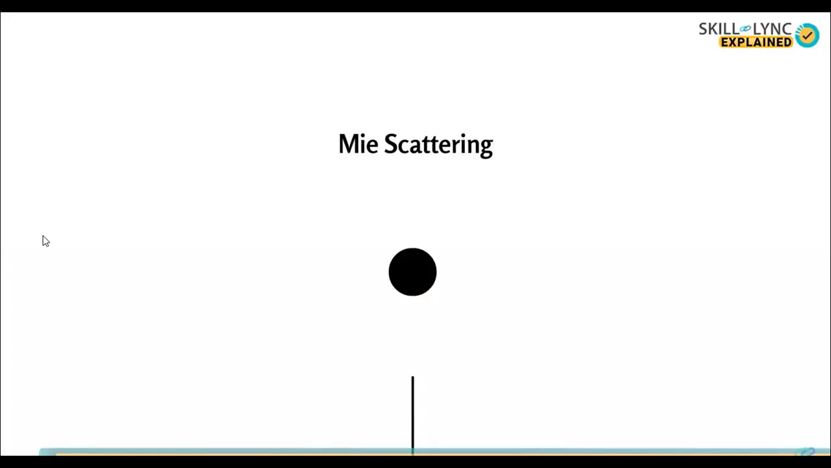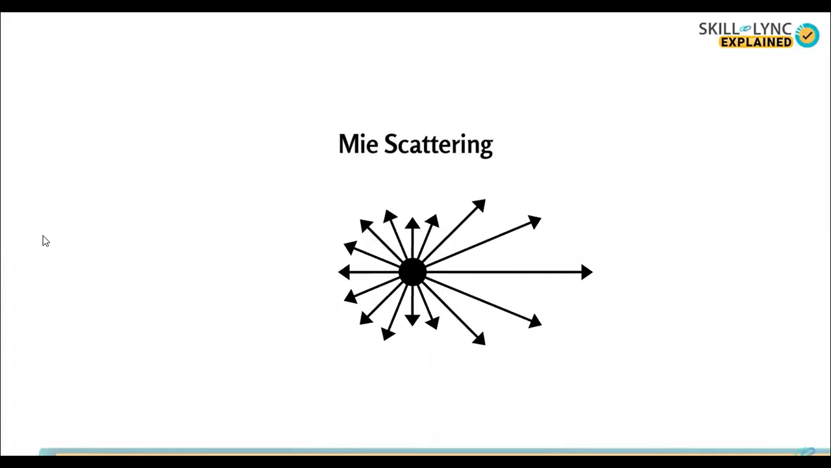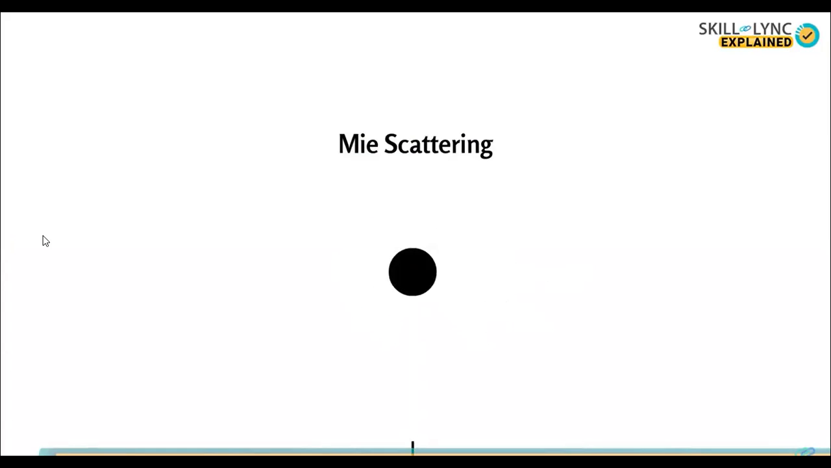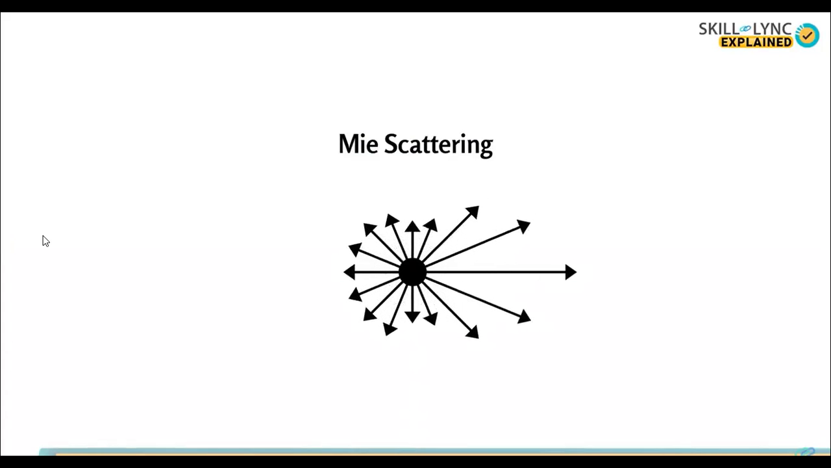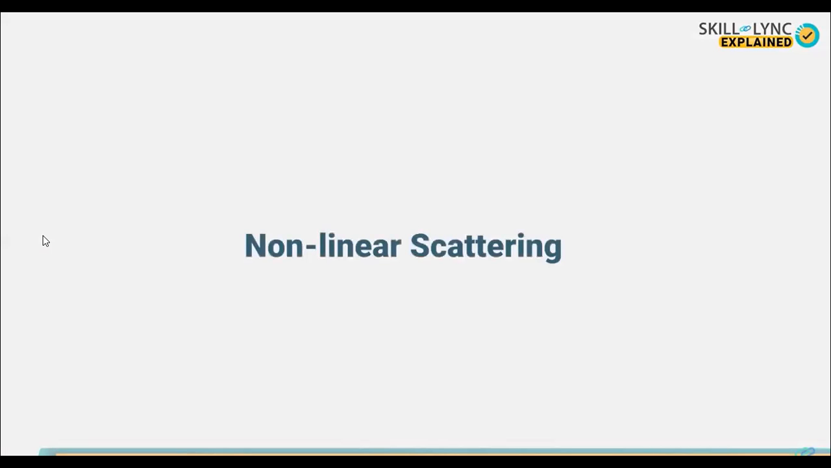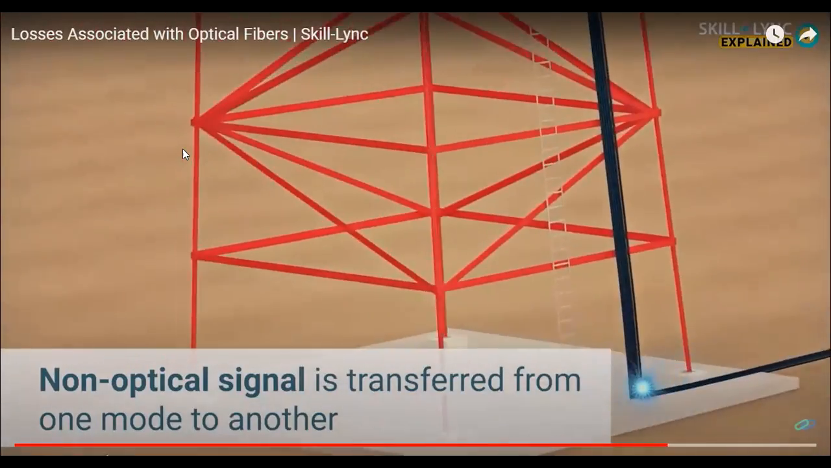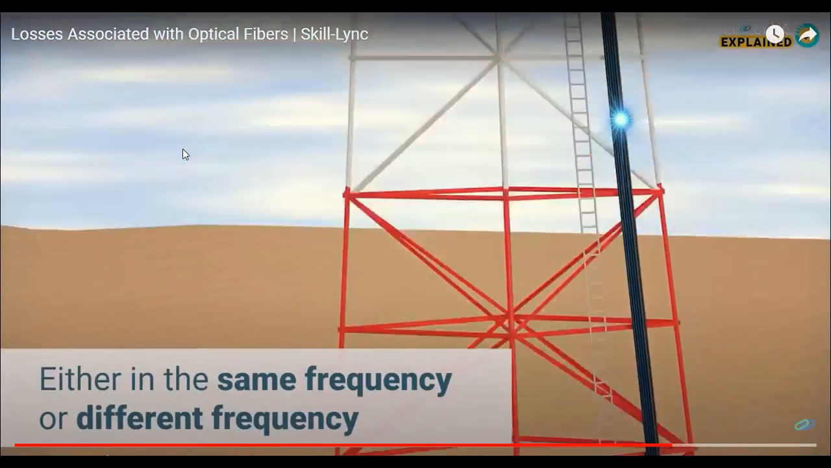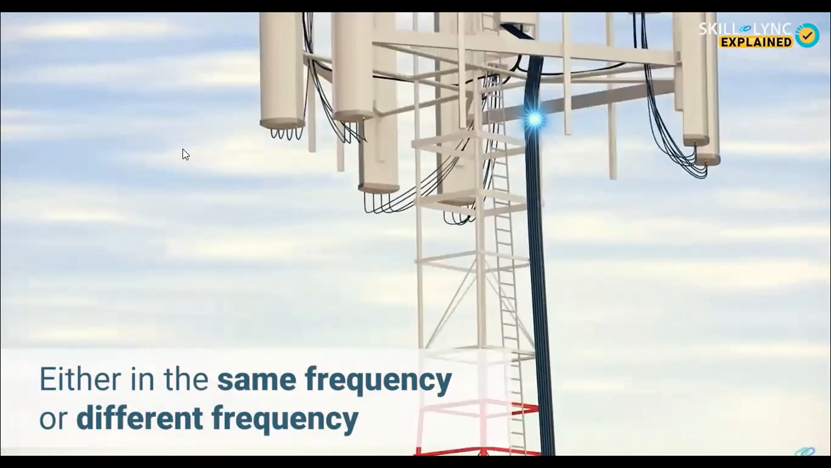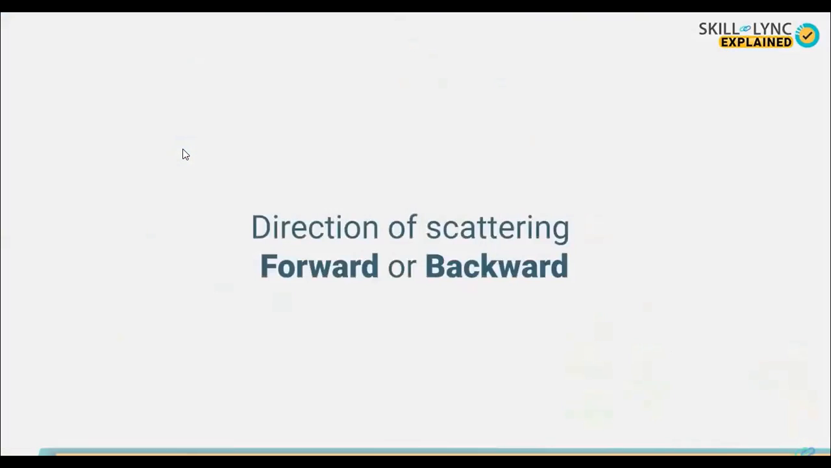Next, under linear scattering, we have Mie scattering. It is caused by particles that are of the size of the wavelength of the scattered light. The optical signal, when it hits these particles, results in the scattering of light in the forward direction and is termed as Mie scattering. Now, coming to non-linear scattering, the optical power is transferred from one mode to another, either in the same frequency or different frequency. The direction of scattering can be forward or backward.